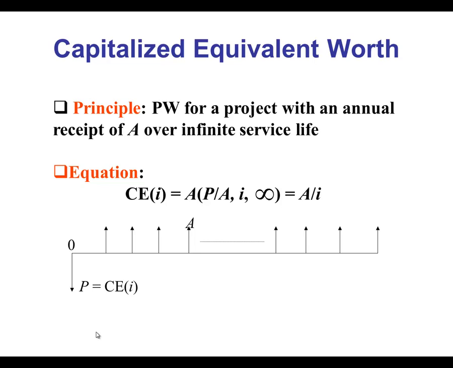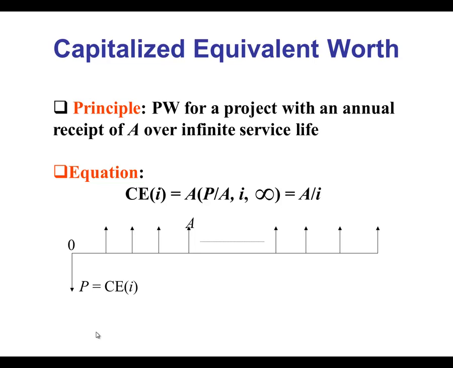The principle is to calculate the present worth with annuity A over an infinite series life, and that's based on the equation which we used before, present worth, but in this case we are going to call it capitalized equivalent, or CE, with interest I, and that will equal the annuity over the years multiplied by P given A with interest I, and the number of periods is infinite.